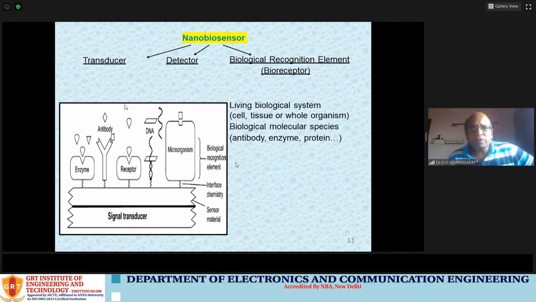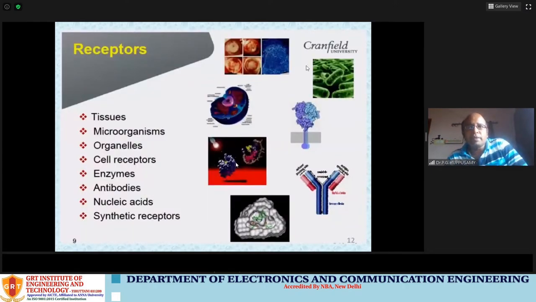Here you will get an idea about what your input is. The input is very, very important. Now you take receptors. Here I have given different receptors in the figure. They are tissues, microorganisms, organelles, cell receptors, enzymes, antibodies, nucleic acids, synthetic receptors. That's why they are called receptors.